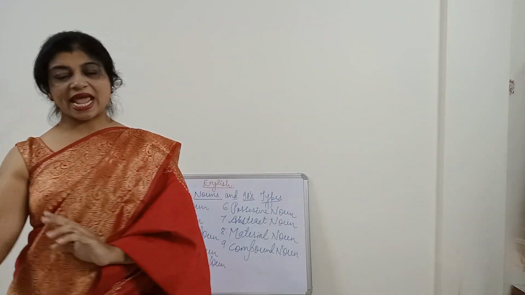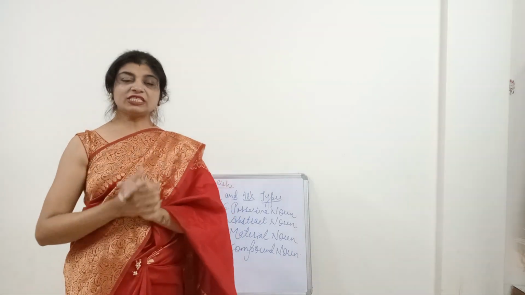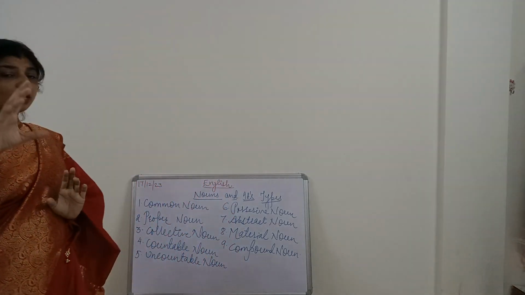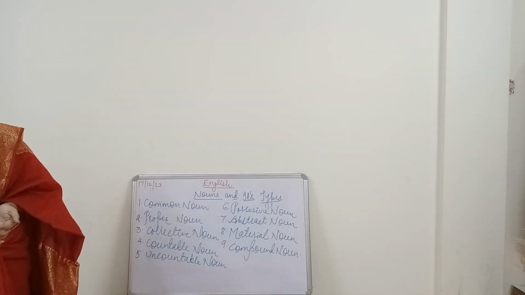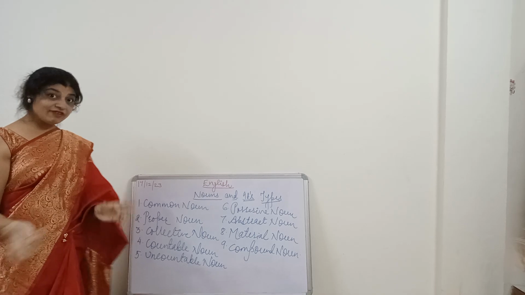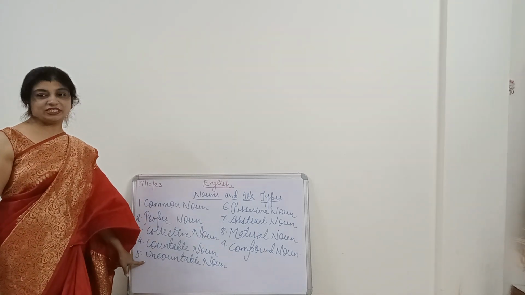For example, it's air. Then it comes to water. Actually, you will say, ma'am, how? You count it, but you count the quantity in terms of some unit. You can't count it individually. That's why even if you feel like that it's countable, no, it comes under uncountable.